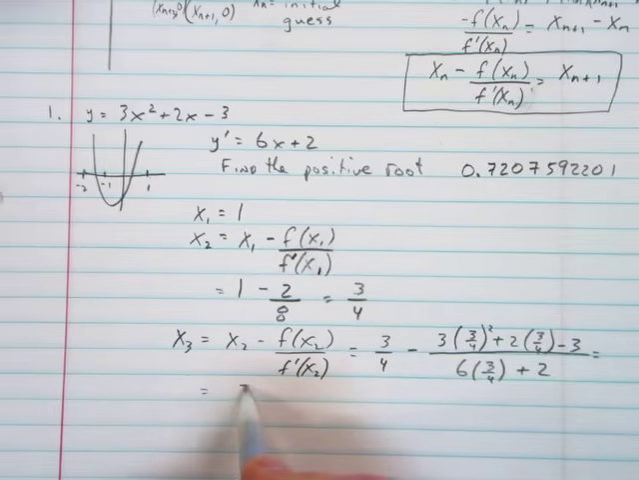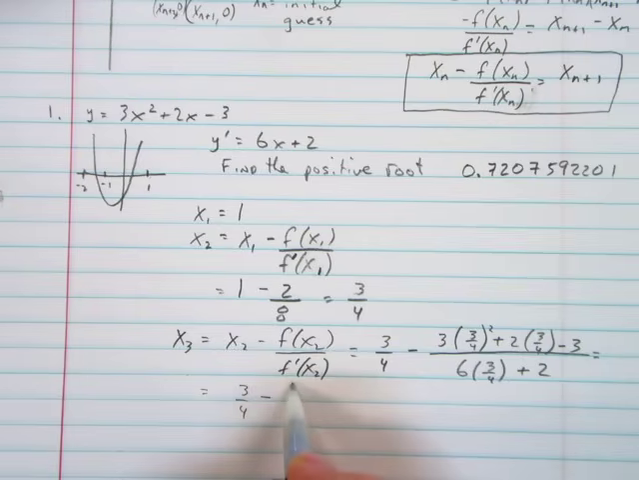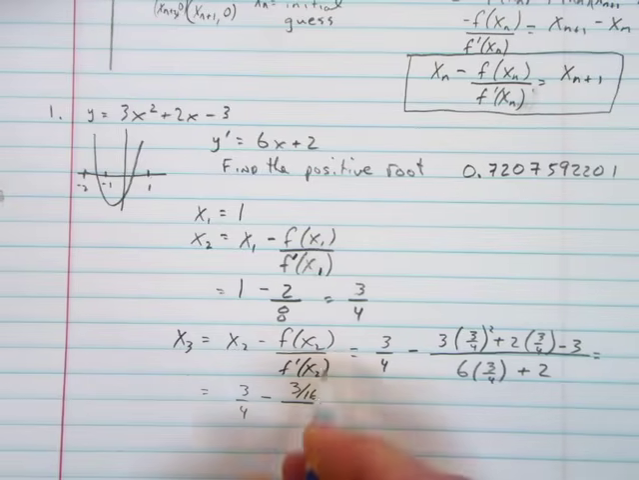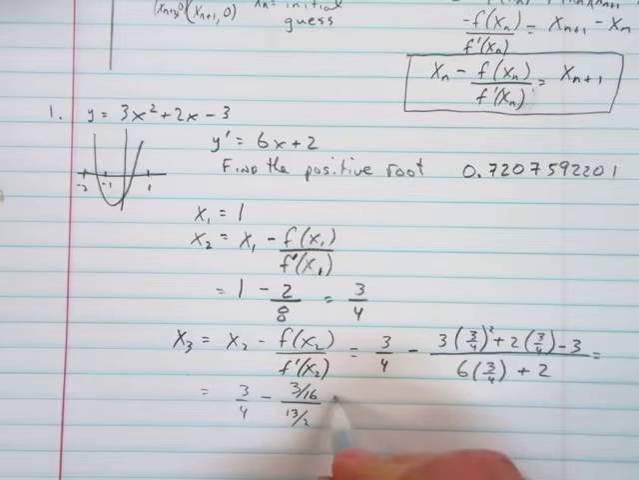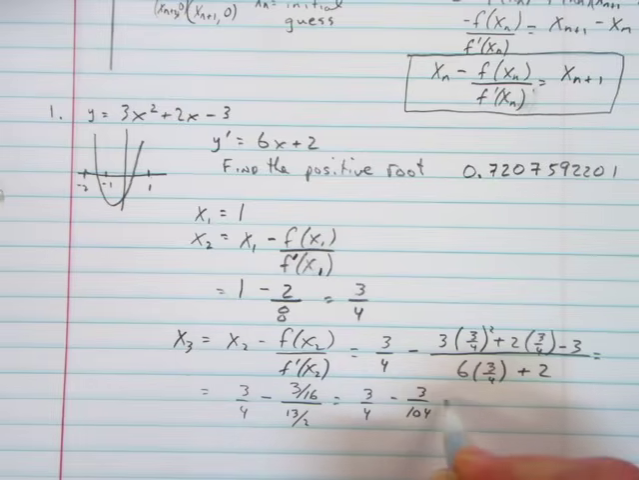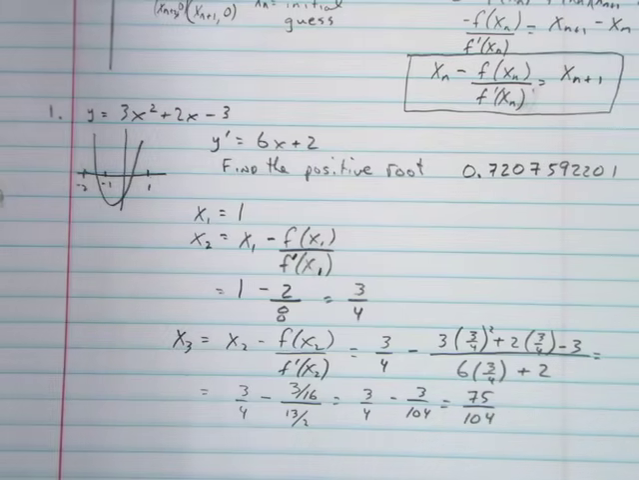What you get is 3/4 minus 3/16 divided by 13/2. So we get 3/4 minus 3/104. We can get a common denominator and multiply by 26, and we'd get 75/104.